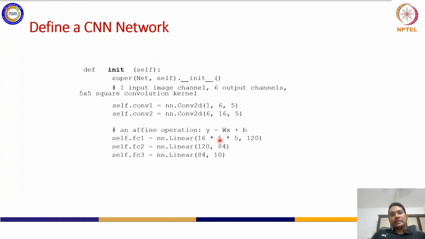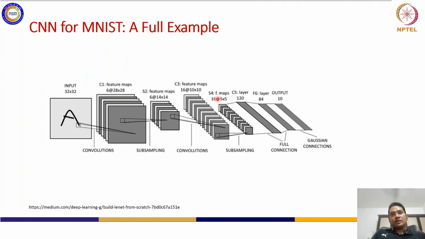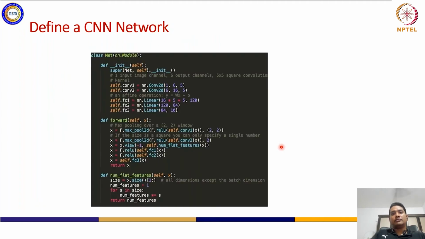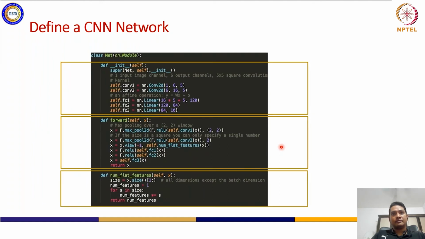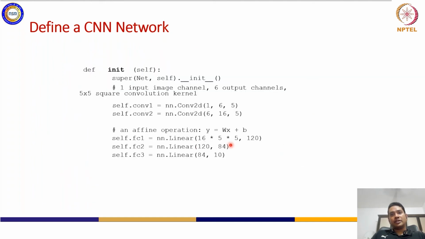So 16 into 5 into 5, how are we getting this dimension? This dimension is what we get after flattening the previous layer's output. If you see the structure, 16 into 5 into 5 is the total number of values we have in this layer, and then we are flattening that into one dimension. That is why we have this dimension as input. So all these connections you need to be aware of while defining these layers.